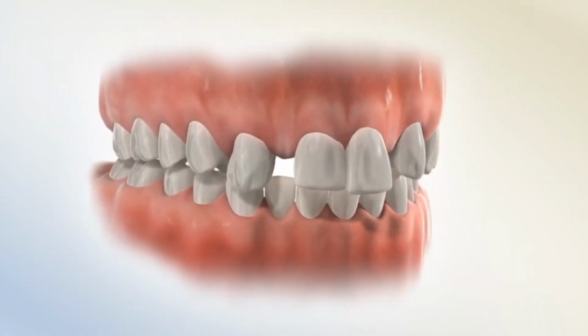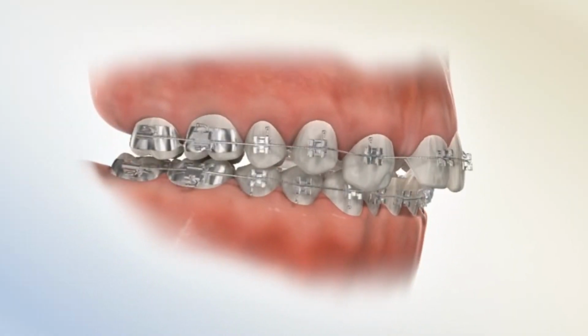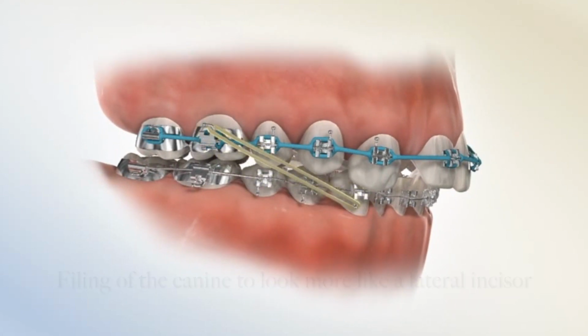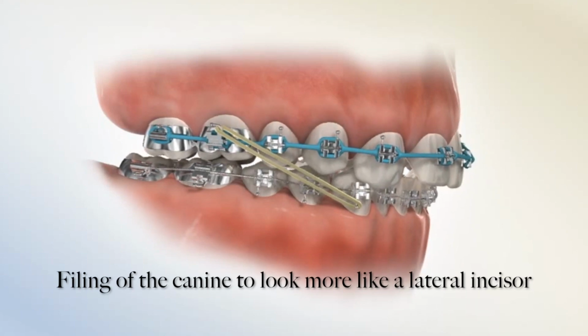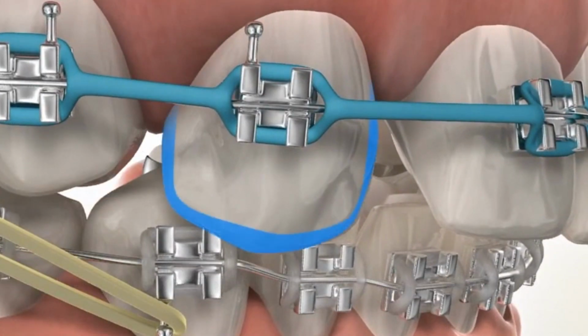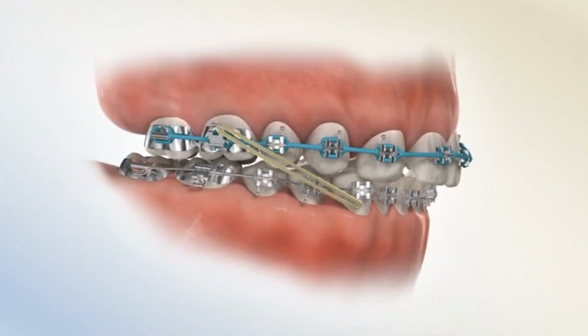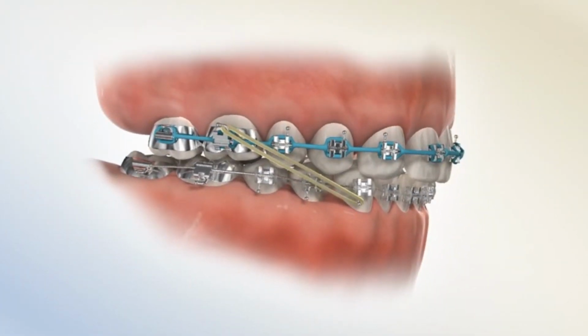Closing the space fully and masking the canine tooth as the lateral incisor is a procedure we call canine lateralisation. If we're closing the space, you can imagine that we need to mask the canine tooth, which is pointy, as a lateral incisor, which is more square. And here's an example of that.